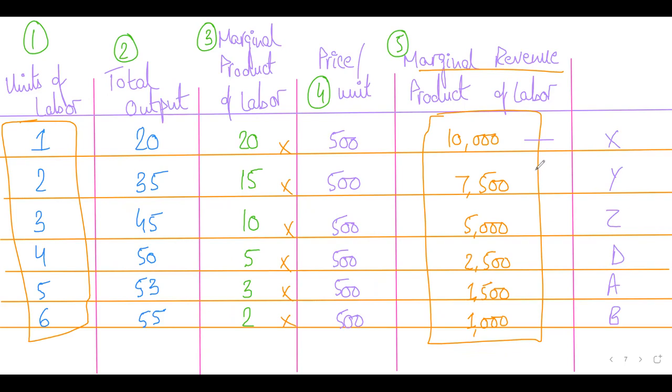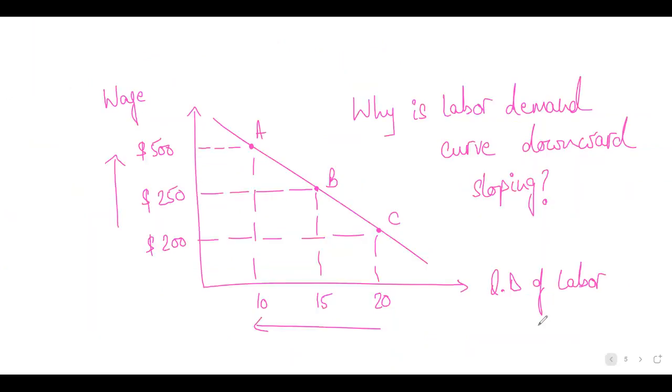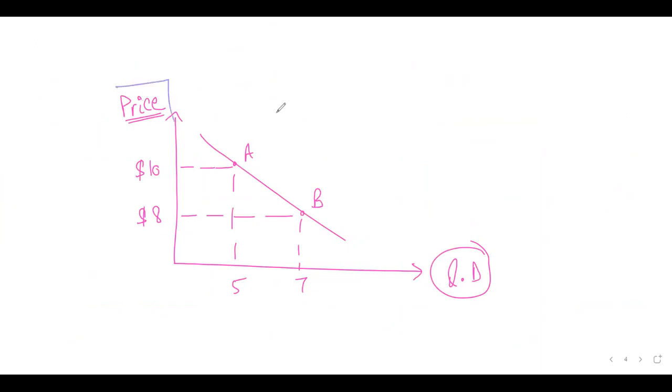Think about this. The labor demand curve, just like our own demand curve, shows our willingness to pay. Now, this is not the market price, Preet. The individual demand curve shows how much we are willing to pay for a certain quantity. So if the price in the market is this, we'll be willing to buy 5 units of coffee. If the price of each cup of coffee is $8, then we will be willing to buy 7 cups.